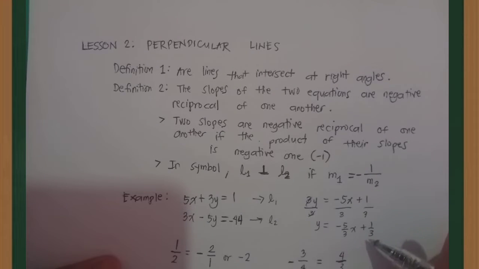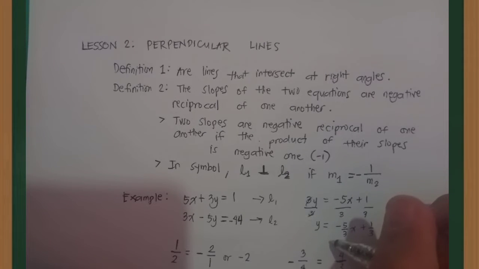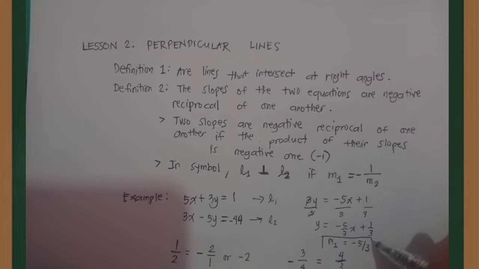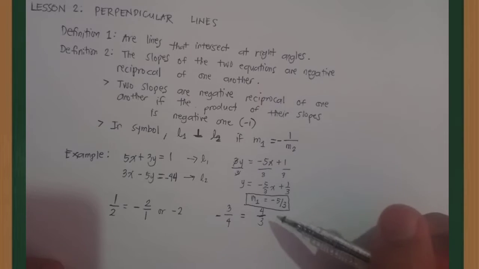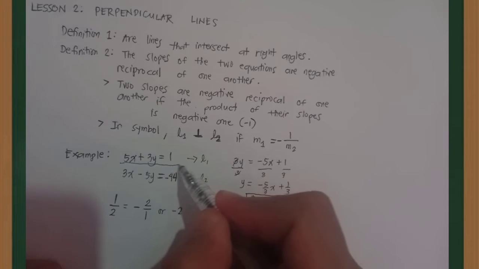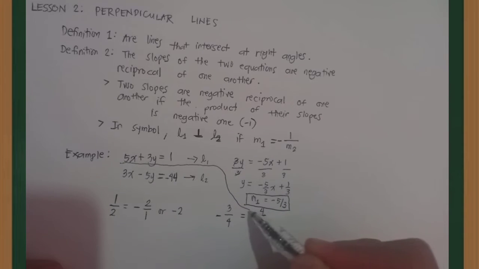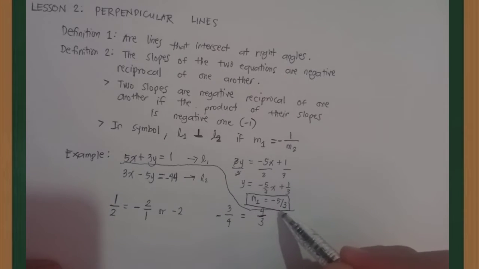Now, what's the slope of this equation? The slope of our first line is negative 5 over 3. Negative 5 over 3 is the slope of our first line.